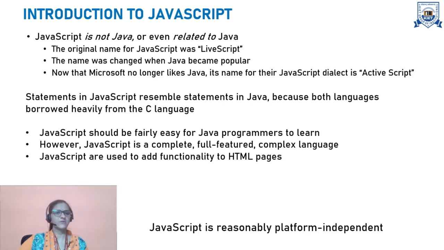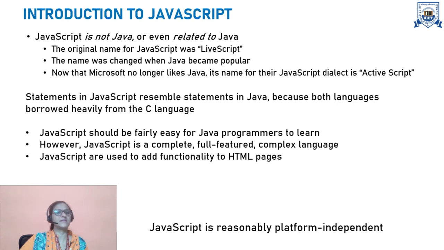First of all, introduction to JavaScript. Basically, JavaScript is not Java or even related to Java. The original name of JavaScript was LiveScript. The name was changed because at that time Java became very popular. Now that Microsoft no longer likes Java, its name for the JavaScript dialect is ActiveScript.